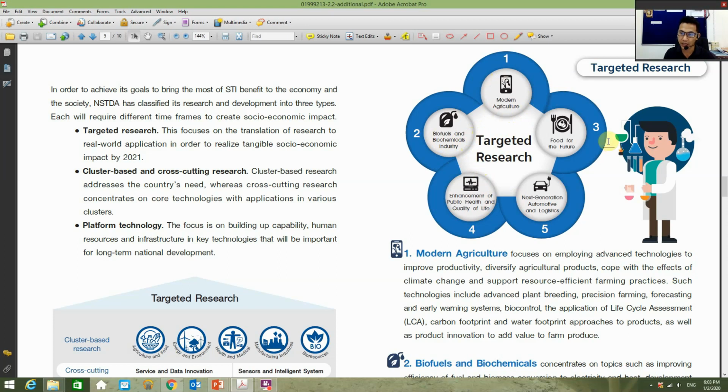And number 3 is food for the future. So we're not producing food just for us Thai people, but for the whole world. So that can boost up our economic levels as well. And number 4 is the enhancement of public health and quality of life. That's really important. That can prolong Thai people's lives. And we need really good medical treatment based on biomedical technology, of course. And number 5, next generation of automotive and logistics. So this is all 5 main targeted research areas in the future.